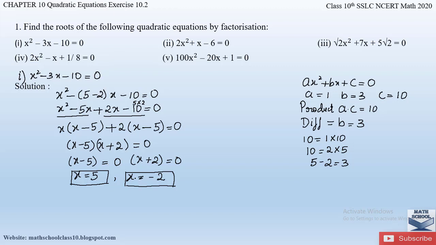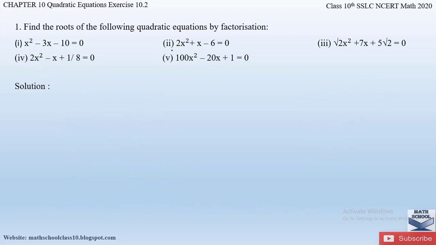Since we have a quadratic equation, that is the degree is 2, we will get two roots. If it's a linear equation where the degree is 1, we will be getting one root if we solve the equation. So therefore let us write down the roots of quadratic equation are x is equal to 5 and x is equal to minus 2.